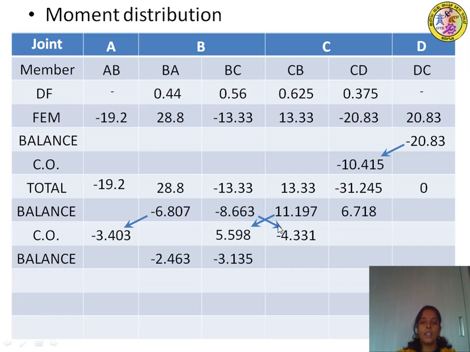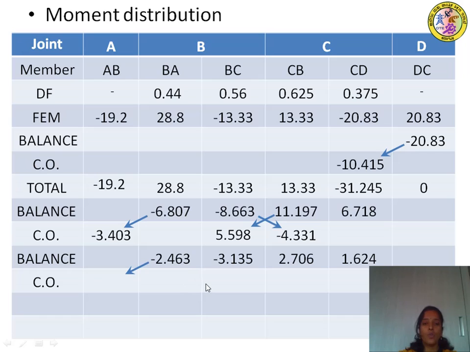Next, joint C is imbalanced by minus 4.331. Therefore, the balancing moment will be plus 4.331. So, 4.331 is distributed among the members according to the distribution factors. 4.331 into 0.625 will be equal to 2.706. Next, 4.331 into 0.375 will be equal to 1.625. That is the balancing.